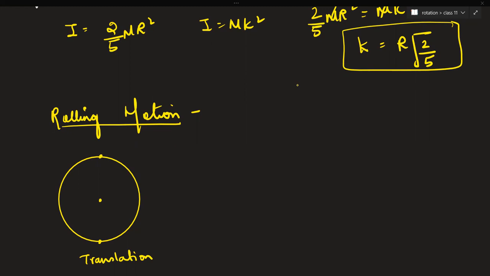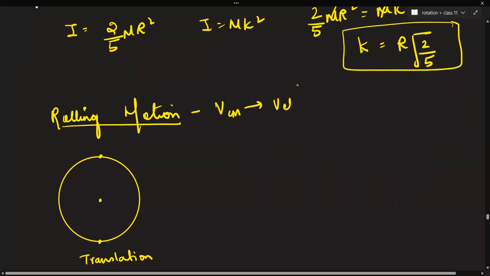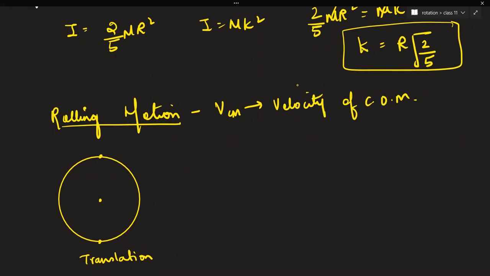So, let's say VCM is the velocity of the center of mass. This is the center of mass. Now look here, this is point A. When the body is in translation, it is moving forward with a certain velocity, with a certain acceleration, simply moving forward. So this point A will be moving with velocity VCM, and the center of mass point will also be moving with velocity VCM.